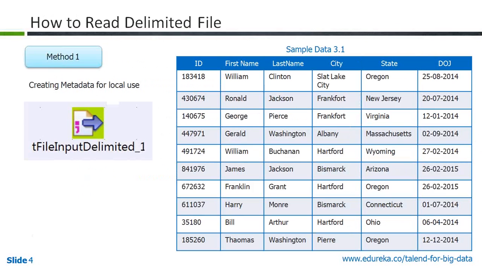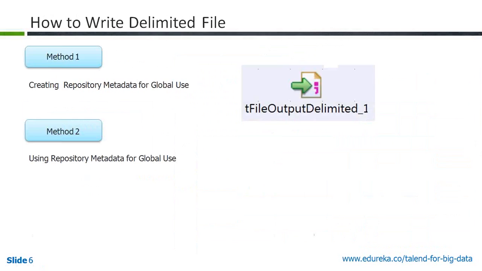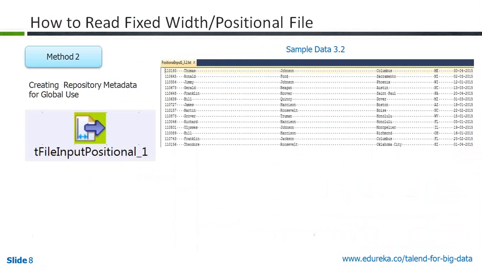How do we read the delimited file using method 1, local use, which is creating the metadata locally, and how do we create the repository metadata in the global use. Writing to the output delimited file we can cover during the positional also, which is not a problem. So let us start with positional file.